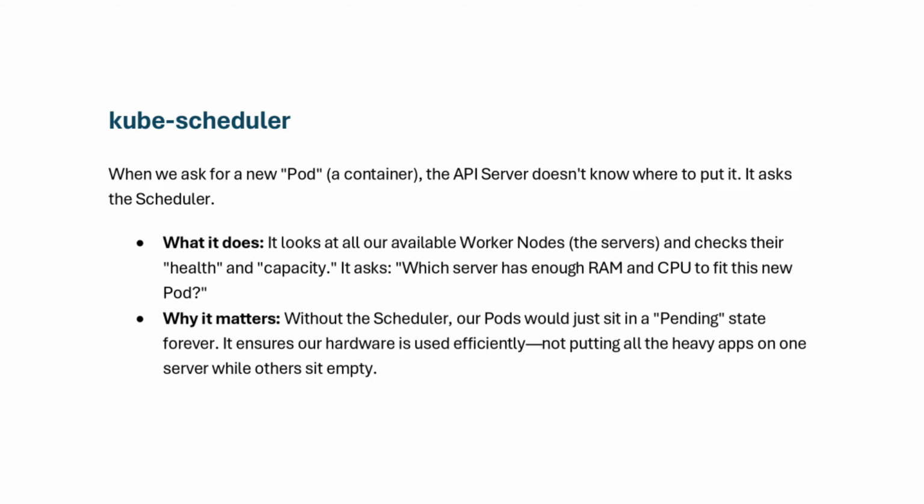What it does is look at our available worker nodes, that is the servers, and check their health and capacity. It asks which server has enough RAM and CPU to fit this new pod. We know that the worker nodes are like virtual machines or servers. Why does it matter? Without the scheduler, our pod would just sit in the pending state forever. It ensures our hardware is used efficiently, not putting all the heavy apps on one server while others sit empty.